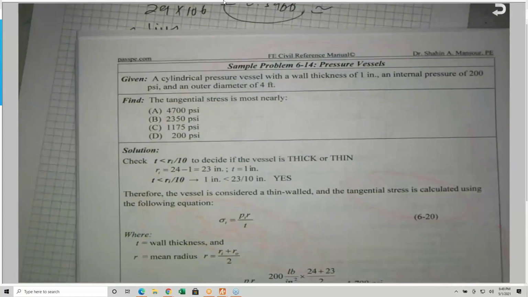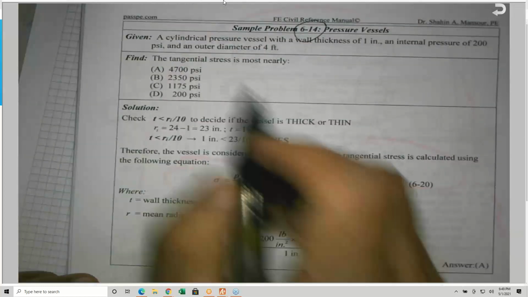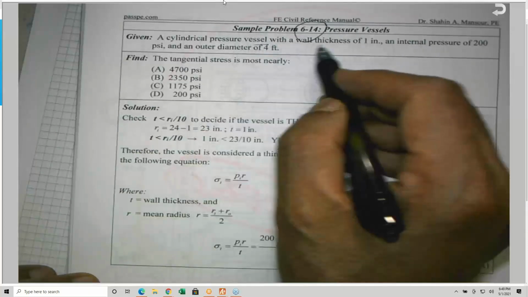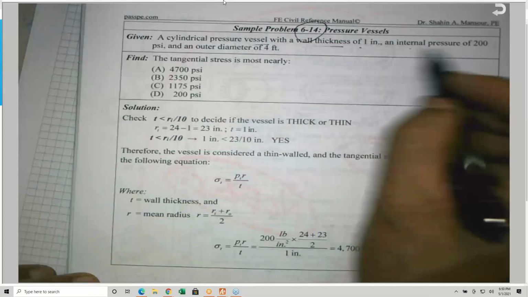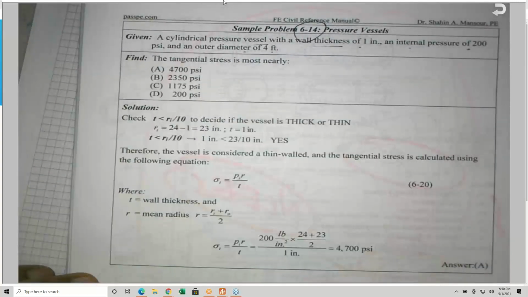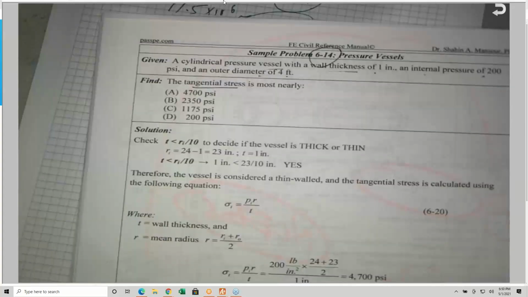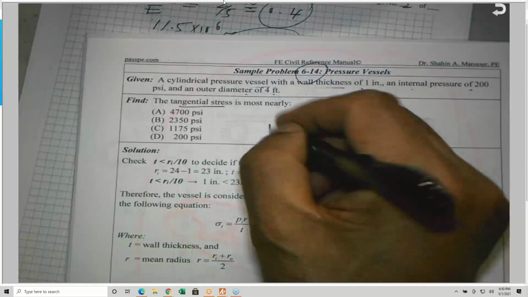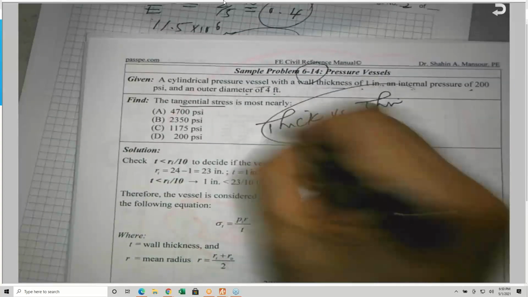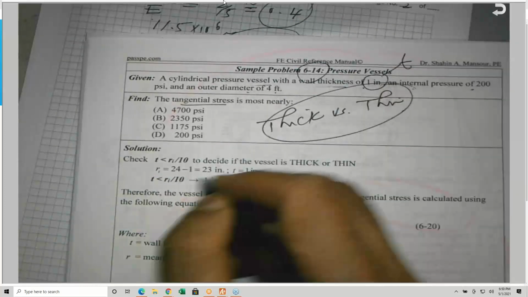If you flip the page, you will find problem 614. Say that a cylindrical pressure vessel with a wall thickness of 1 inch and an internal pressure of 200 psi, and an outside diameter given to be 4 feet. The tangential stress. Here he did not tell me if it is thick versus thin. The wall thickness t is given to be 1 inch.